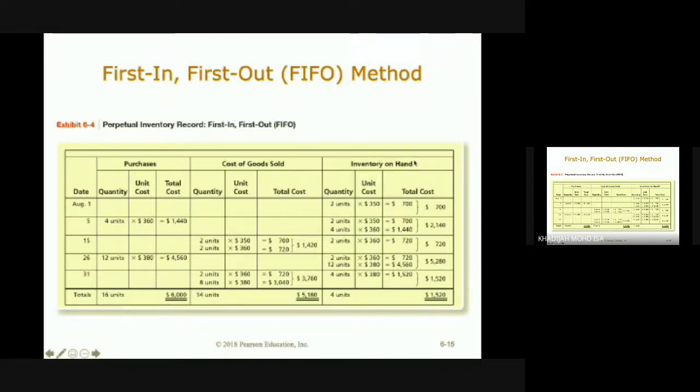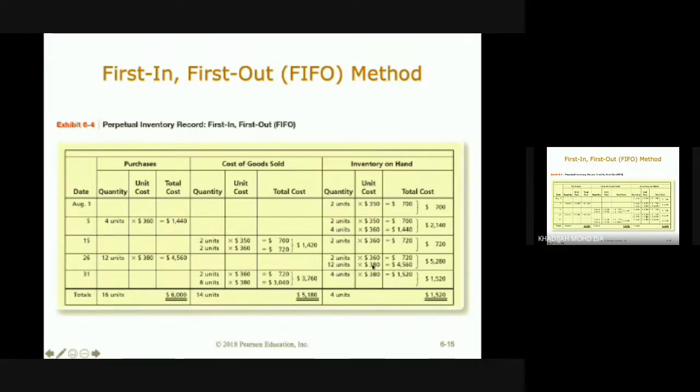So what is the balance? Remember that the units that cost you 350 are sold, so you don't have any more units at 350. But of the 4 units at 360, you sold 2 units, so the balance is 2 units at 360. Are you following? Okay. And then you purchase another 12 units at 380. So the balance now is 2 units at 360 plus 12 units at 380.